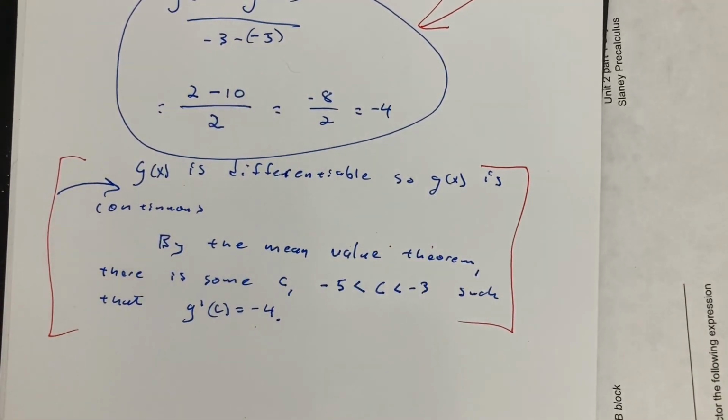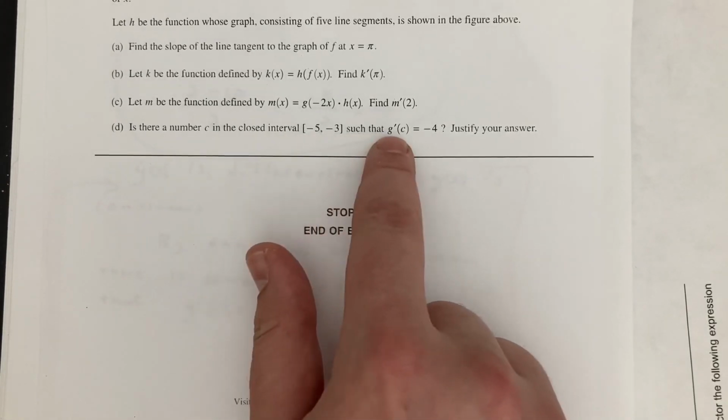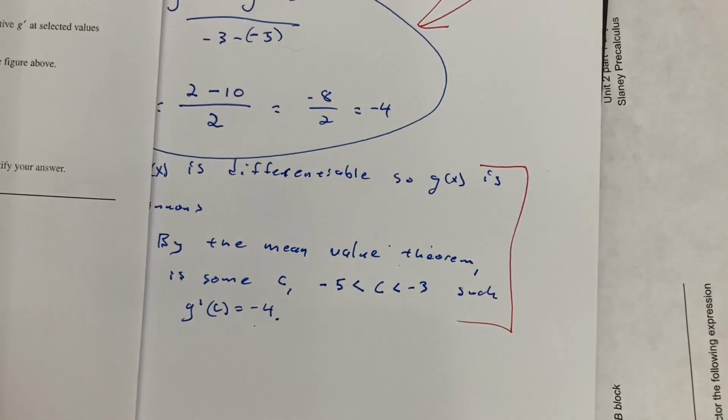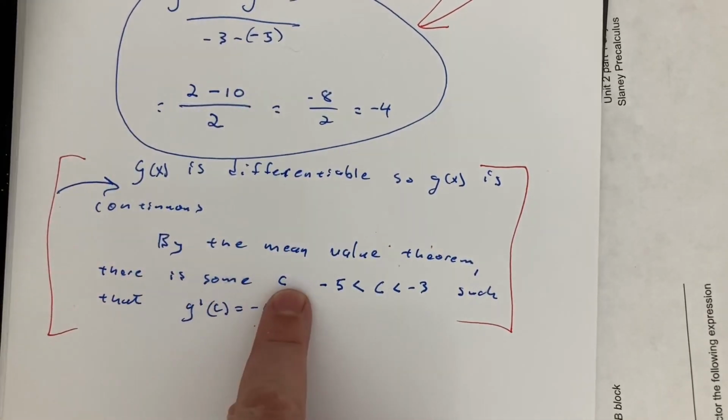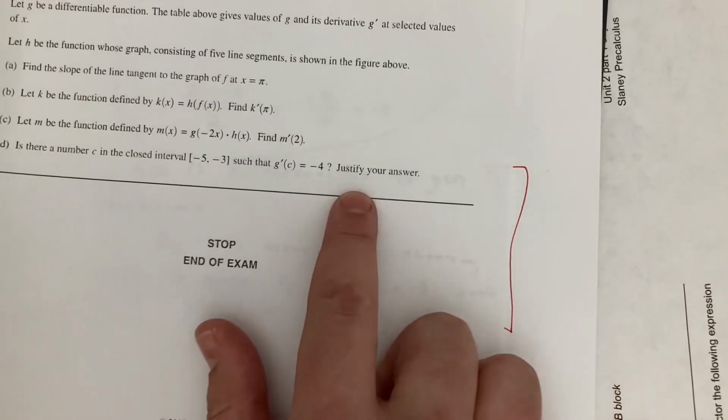The function's differentiable, g of x is differentiable, so g of x is continuous. By the mean value theorem, there is some c. c is in between negative 5 and negative 3, such that g prime of c is negative 4. So let's take a look again at the question. Is there a number c on the closed interval such that g prime of c equals negative 4? We said yes, right? There is some c. And then everything else here is the justification. Justify your answer. It's not enough just to say yes or no and show the math.